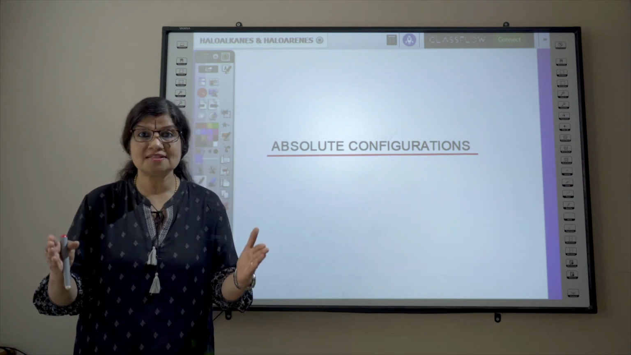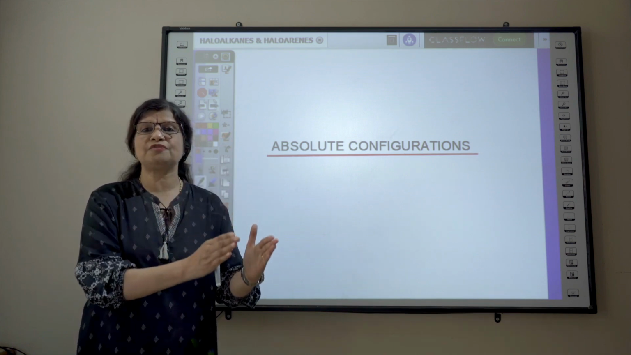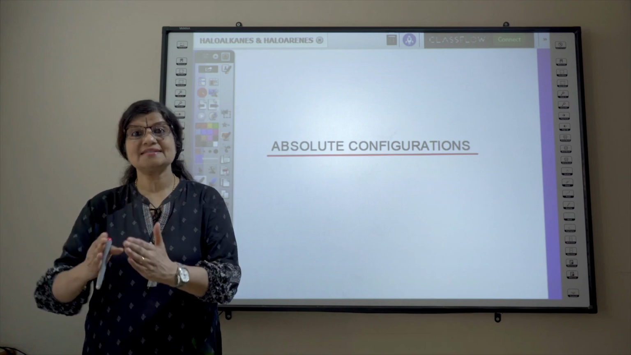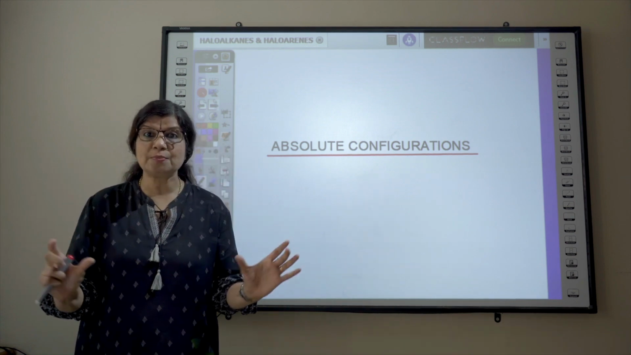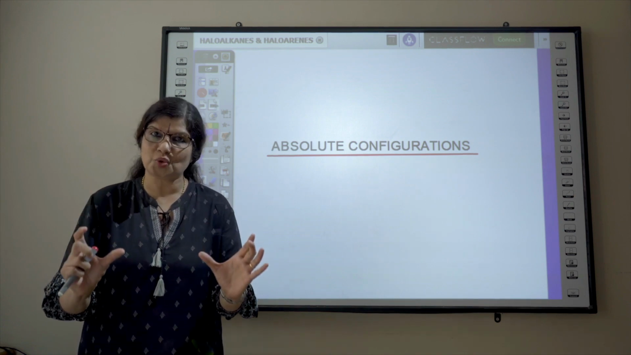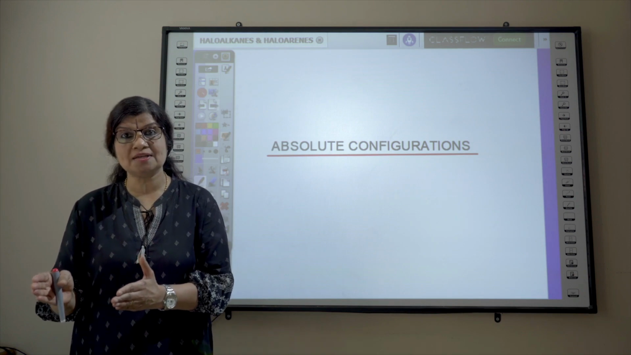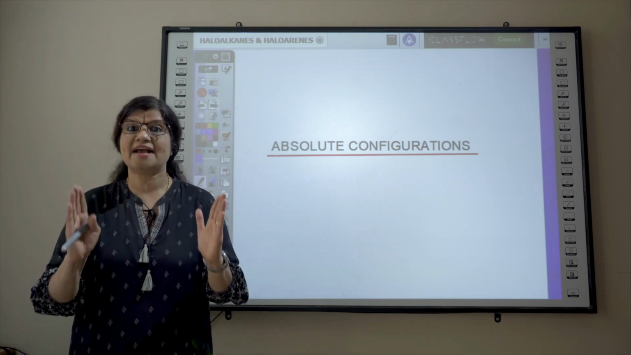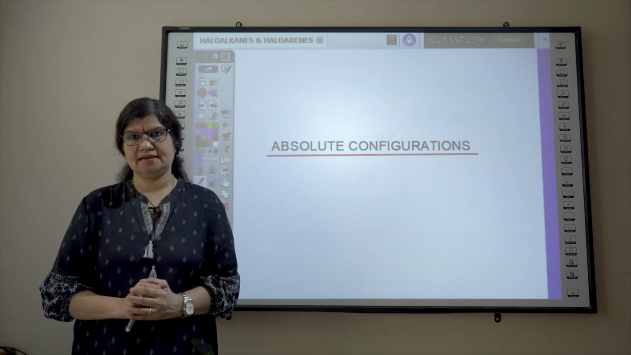In class 11, you learnt that geometrical isomers can be classified further into cis and trans. So, cis and trans are configurations. Cis is a specific arrangement of groups in space, and trans is another specific arrangement of groups in space. The specific arrangement of groups in space is what is known as configuration. So, geometrical and optical isomers are configurational isomers.